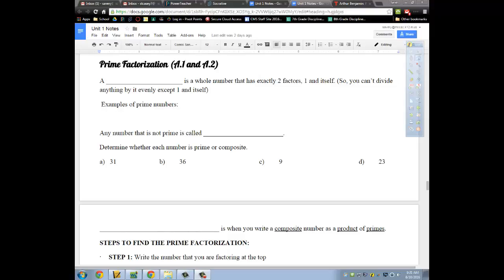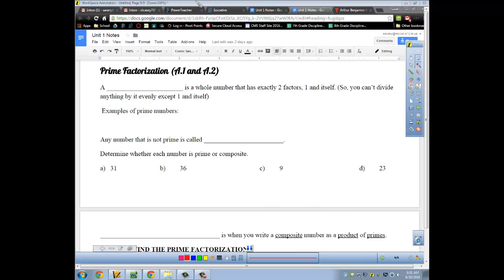You should be open to prime factorization in your notes. I think some of you might know how to do this, but not everybody. So if we're talking about something called prime factorization, first we need to know what a prime number is. So that's our first blank.